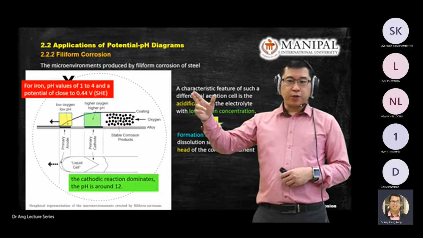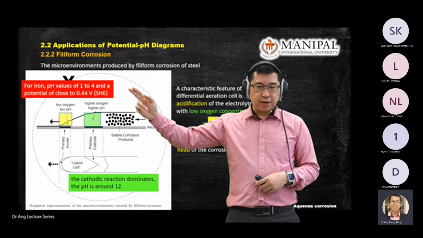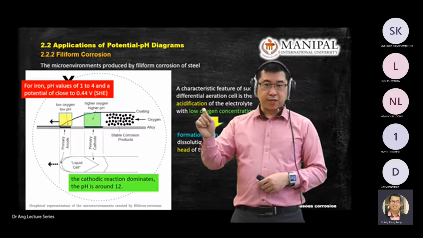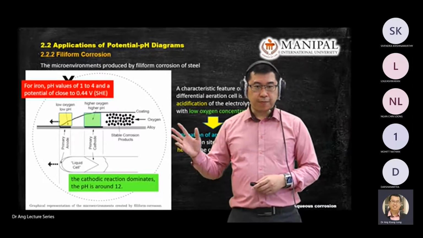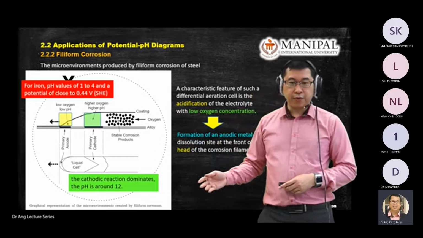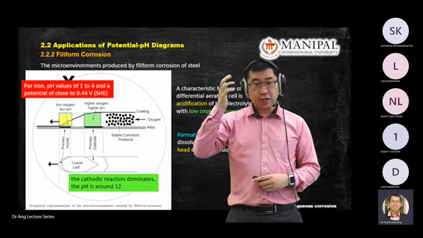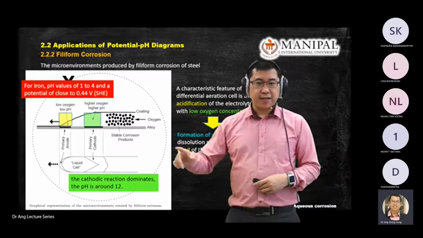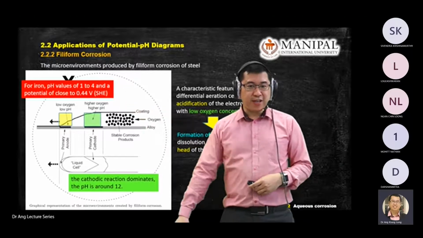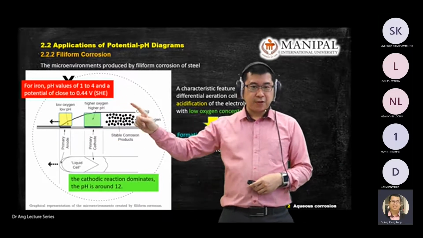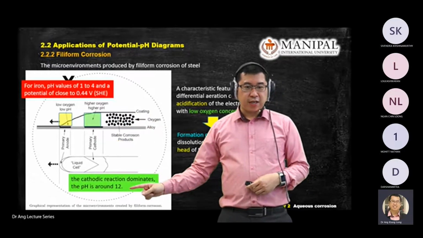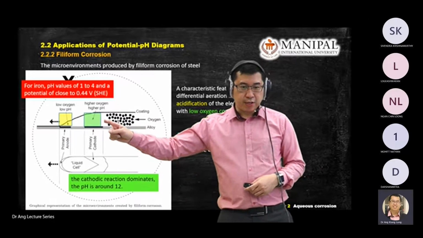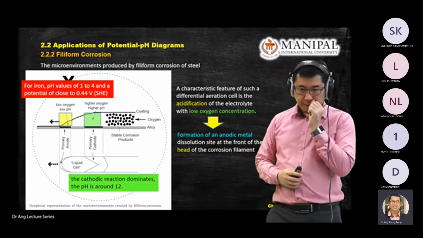Okay, and when you are given a pH diagram, you should be able to identify where the process happens. Right? So for metals, again, these are the reference values for you to plot the filiform corrosion on the pH diagram. You can use 1 to 4 for the head. You can use pH around 12 for the process at the back of the head there. Okay.